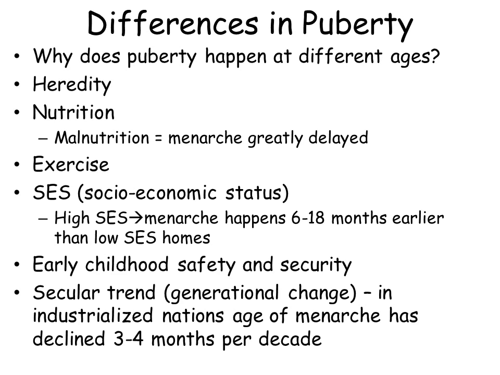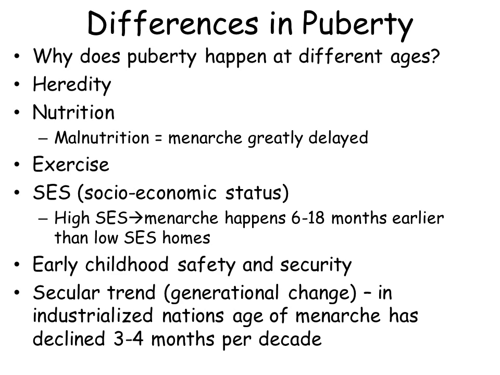Okay, so differences in puberty. Why do we see differences in puberty? Why is it at different ages? We know that it's heredity, your genetics. We know that nutrition has something to do with it. So when we see malnutrition, menarche is greatly delayed. Exercise can have a really big impact. If someone is an athlete, puberty tends to slow down.